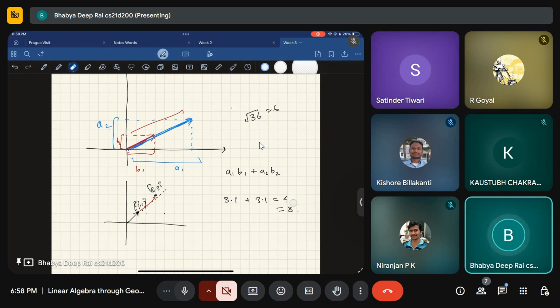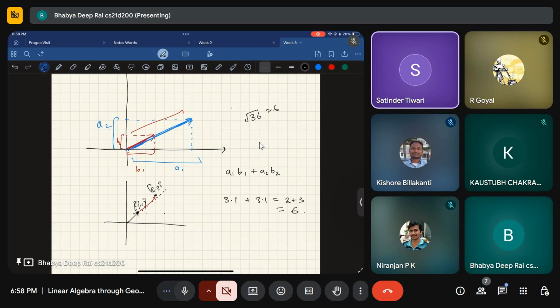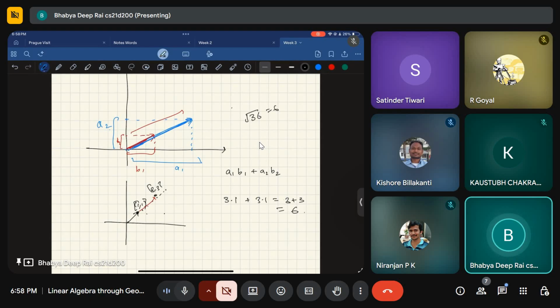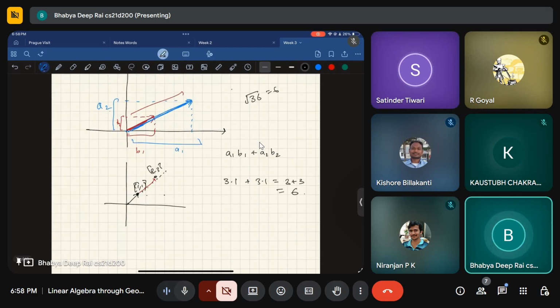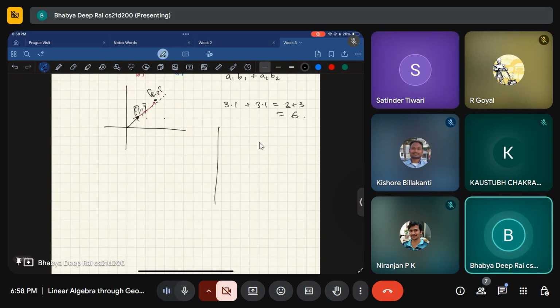And then if you take the projections of the two vectors, this is the x part of the first vector, this is the x part of the next vector, this is the y part of the first vector, and this is the y part of the next vector. Okay, wait, not this one.